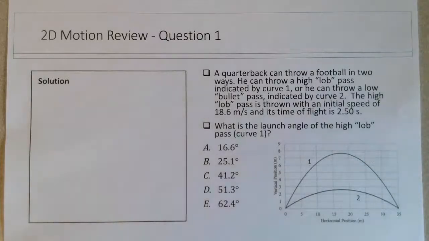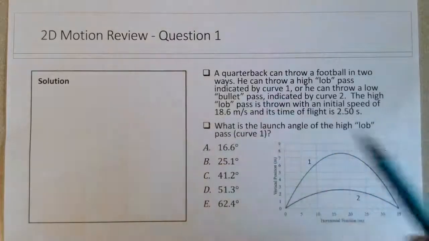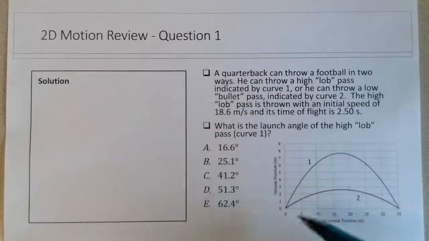Okay, so in this 2D motion review question, we're looking at the context of American football. There's a quarterback throwing two different types of passes: a lob pass indicated by curve 1, and a bullet pass indicated by curve 2. But the problem is referring to the lob pass, that's curve 1.